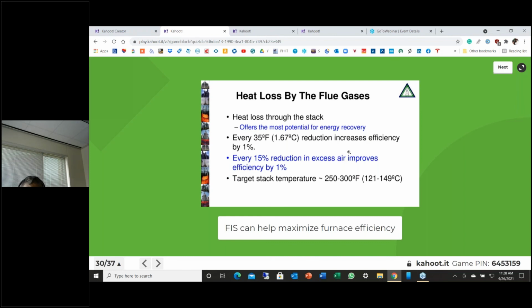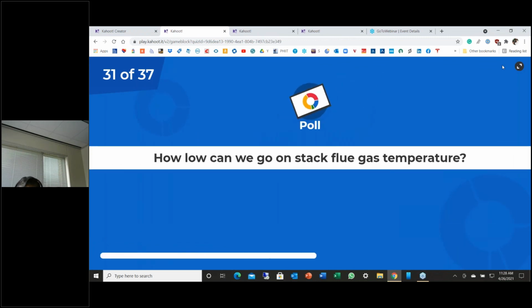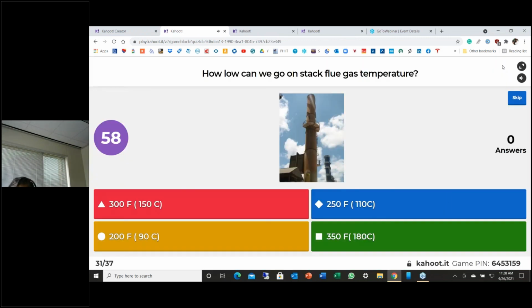So the stack temperature target, we can go around 200 to 250. This should be 20 degrees centigrade. I think this is wrong, actually, 1.67. We need to fix it. So how low can we go on stack flue gas temperature?